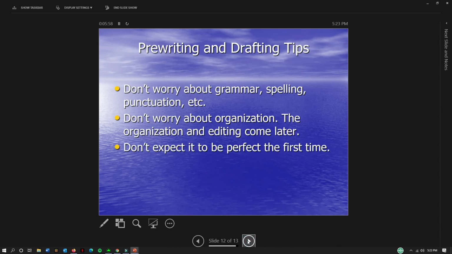So here's some pre-writing and drafting tips. When you're pre-writing and drafting, don't worry too much about grammar, spelling, and punctuation. When you're pre-writing, don't worry about organization. That comes later. And then on your first draft, don't expect it to be perfect the first time. It won't be. And the thing is that you don't necessarily have to be a good writer to do well in this class, but you have to be a good editor. You have to be good at noticing those things and being like, oh, that doesn't make sense, and being able to fix it. Okay?